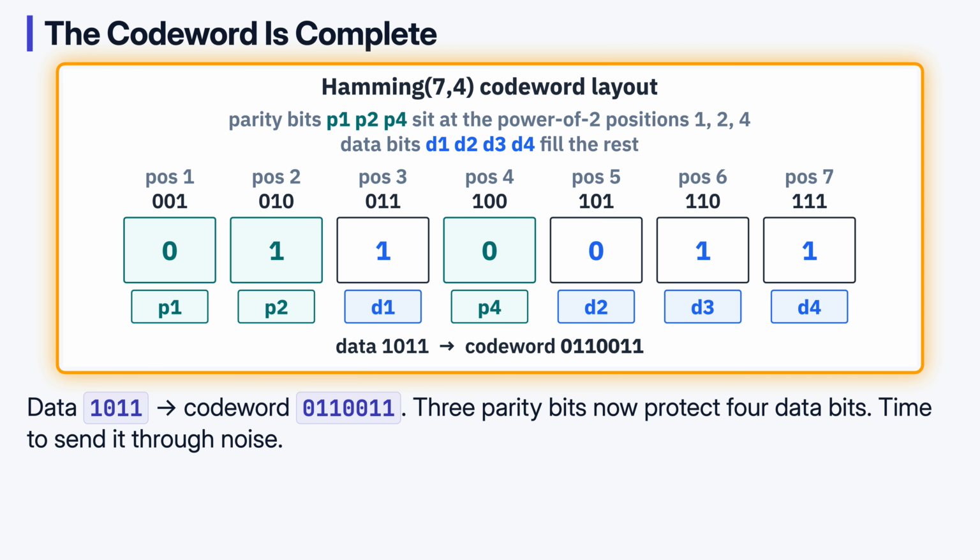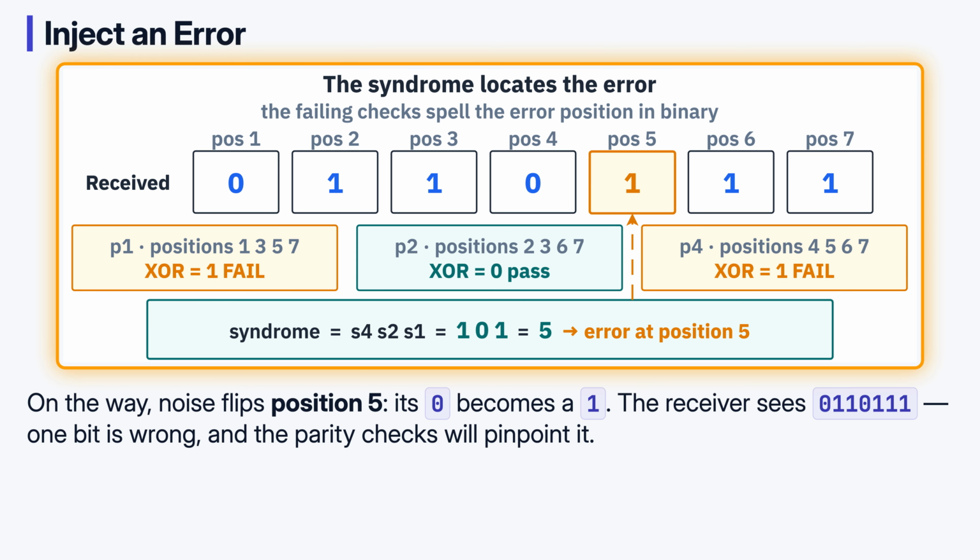There it is. The data 1011 became the 7-bit code word 0110011. 3 parity bits at positions 1, 2, and 4 now protect the 4 data bits, and we are ready to send it across a noisy channel. The code word leaves the sender. On the way noise flips position 5, its 0 becomes a 1. The receiver sees 0110111. One bit is wrong, and its job is to find which one, using only the parity rules.